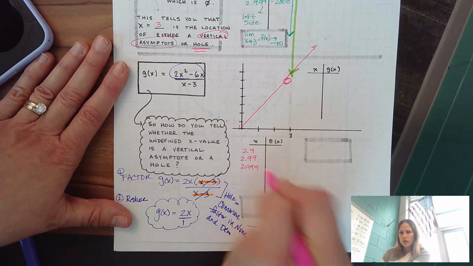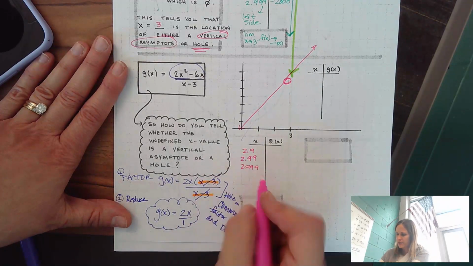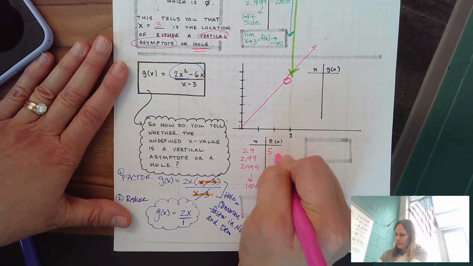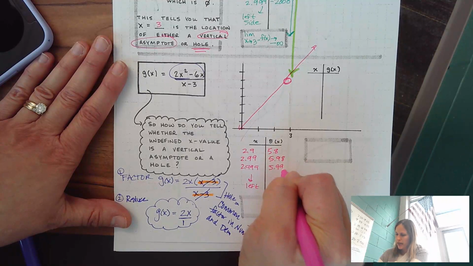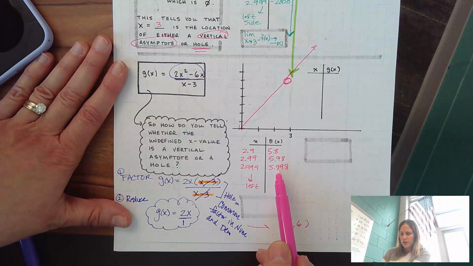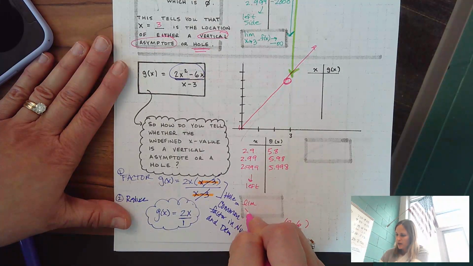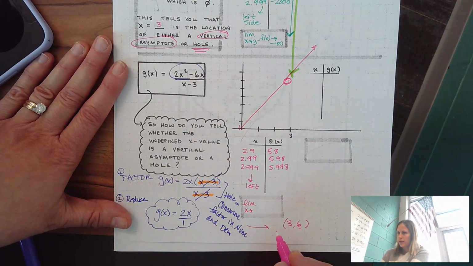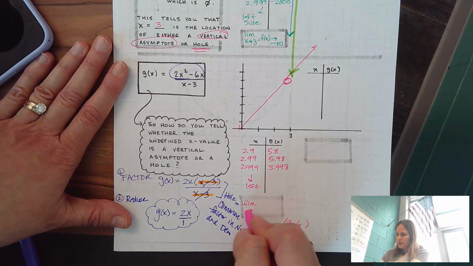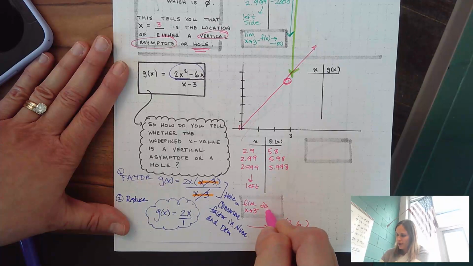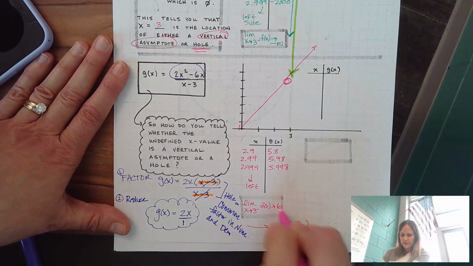Start plugging in numbers that are closer to 3 on the left side. So again, this is left. Then you would notice that my numbers are going to get like 5.8, 5.98, 5.998. What number is this getting closer to? It's getting closer to that y value of 6. So remember what I said about a hole: it's going to approach your y value. So the limit as x approaches 3 from the left, so as x gets closer to this hole from the left side, my y value is getting closer to 6.